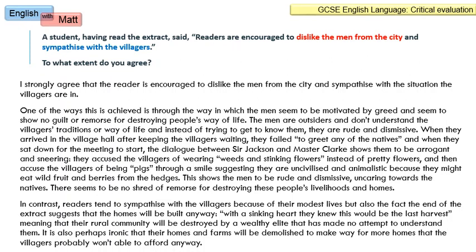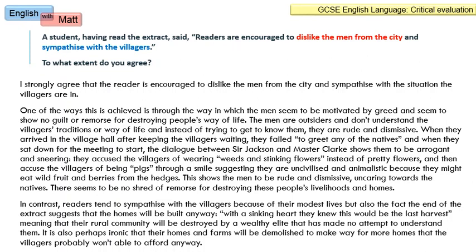So the person starts by saying, "I strongly agree that the reader is encouraged to dislike the men from the city and sympathise with the situation the villagers are in. One of the ways this is achieved is through the way in which the men seem to be motivated by greed and seem to show no guilt or remorse for destroying people's way of life. The men are outsiders and don't understand the villagers' traditions or way of life, and instead of trying to get to know them, they are rude and dismissive.